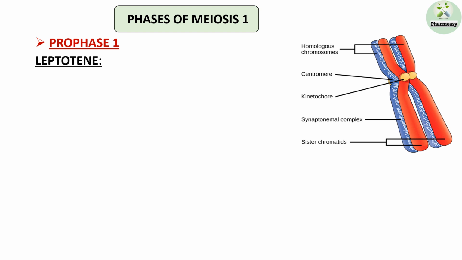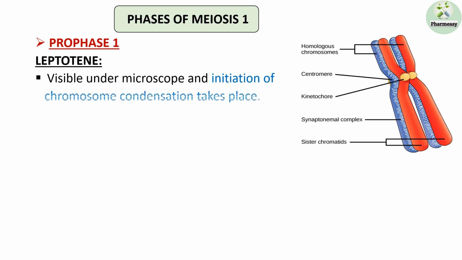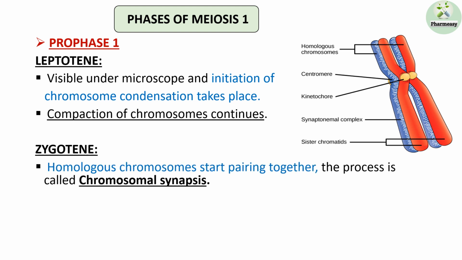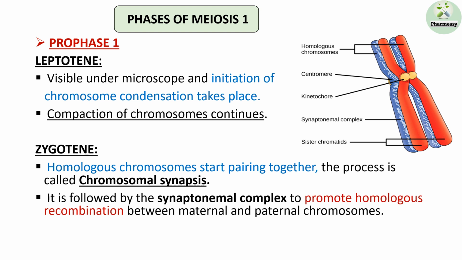Leptotene, it is visible under microscope and beginning of condensation of chromosomes takes place and compaction of chromosomes continues in leptotene. Second is zygotene, homologous chromosomes start pairing and the process is known as chromosomal synapsis. And followed by synaptonemal complex that is transiently formed during meiosis to promote homologous recombination between maternal and paternal chromosomes.